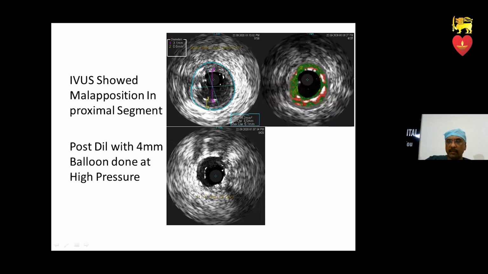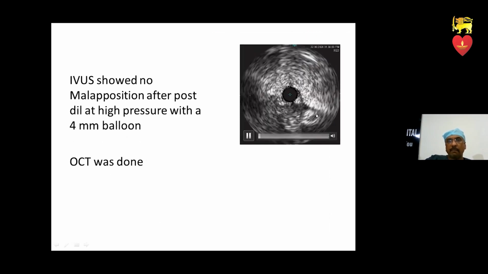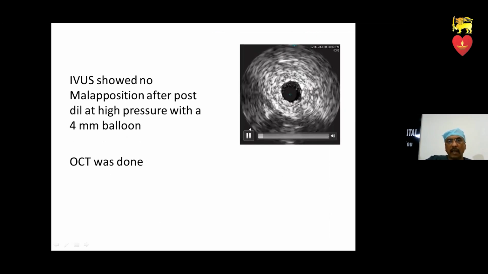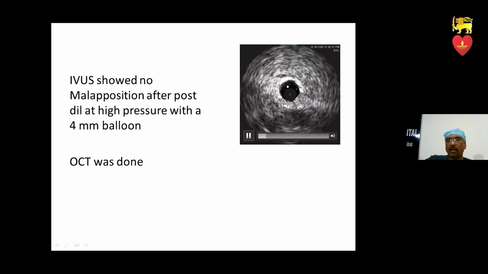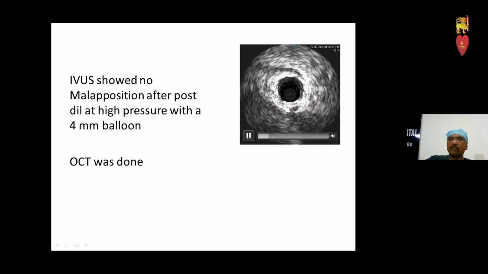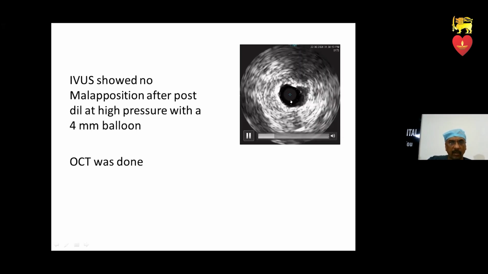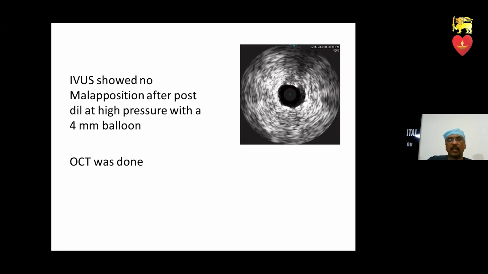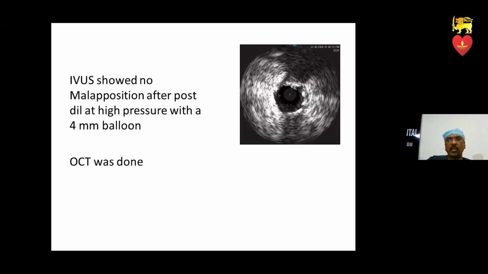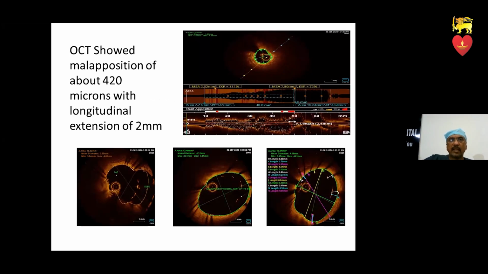We post-dilated with a 4 mm balloon, repeated the IVUS, and here we saw that there was no significant malapposition on IVUS. But we still had a doubt because we knew that the proximal main vessel was very huge. Then we did an OCT. OCT showed clearly, and these images are a little jumpy because of a stitch artifact.